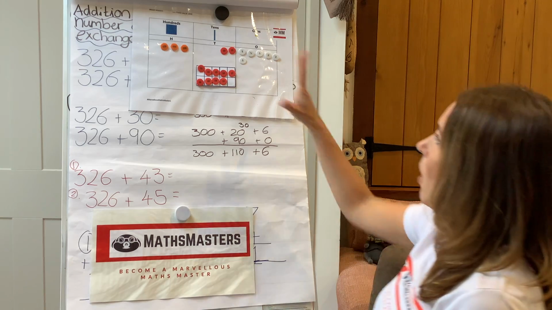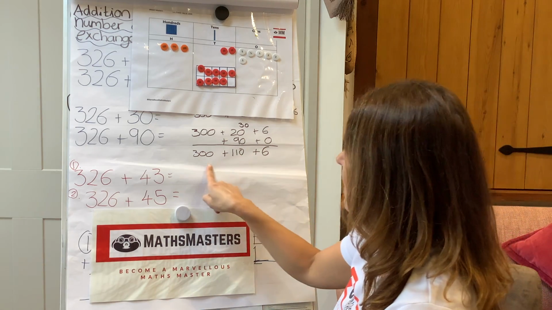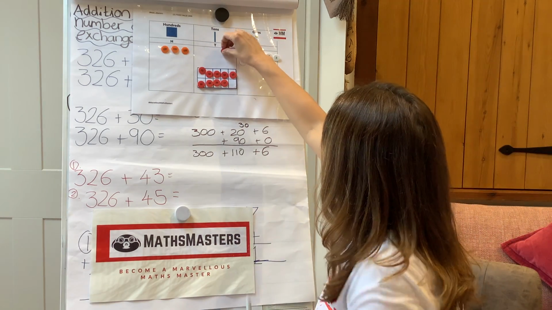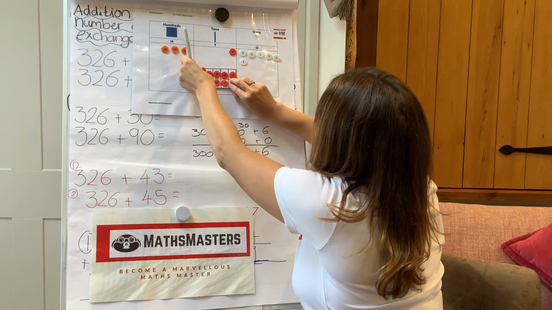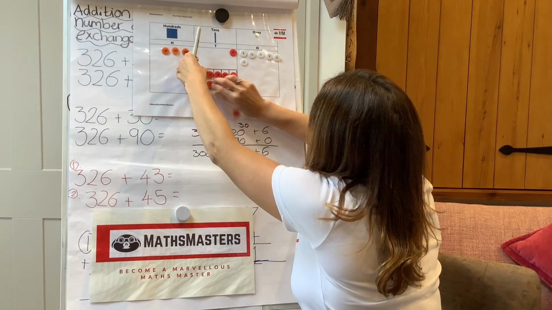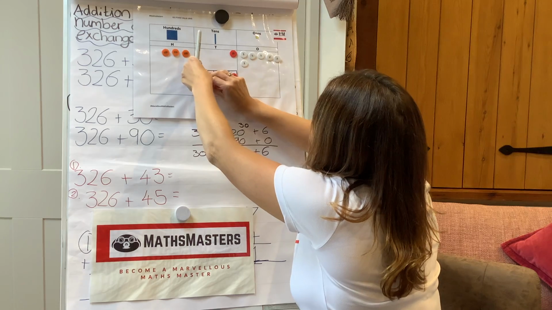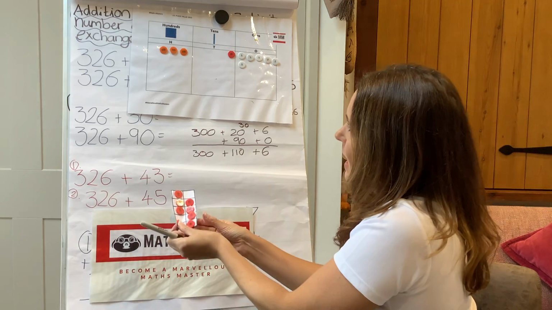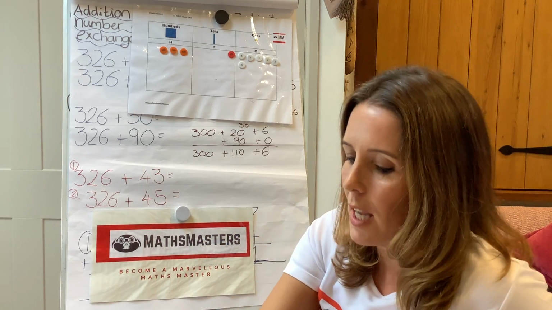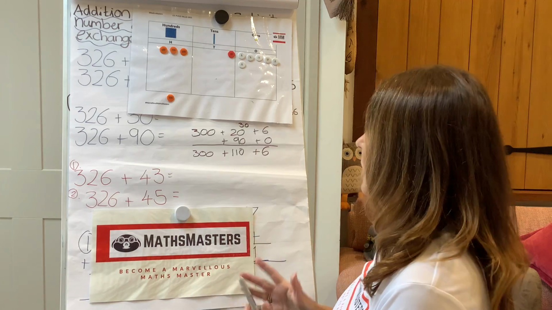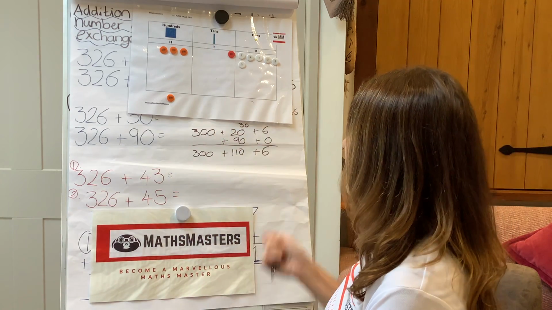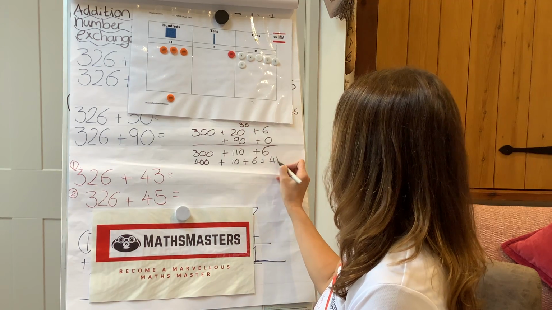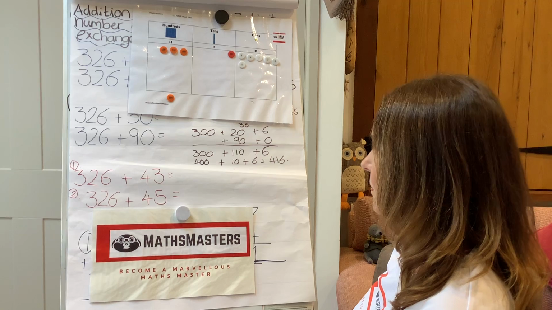So if we want to use a column method for this, then what we need to do now is exchange that 100 there into the hundreds column. So when I move that 10 onto here, I then can exchange these 10 10s that never want to stay on the 10s frame, on the 100 frame. Those 10 10s can come into the hundreds column, and I'll exchange those 10 10s for 100. So now I've got 400 and 10 and 6, which makes 416.